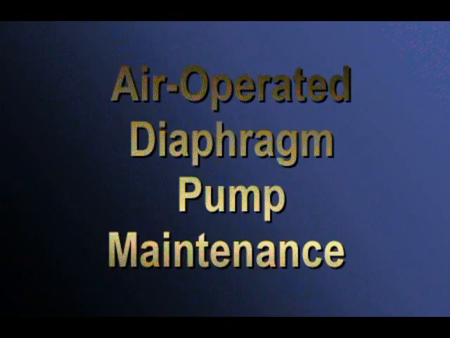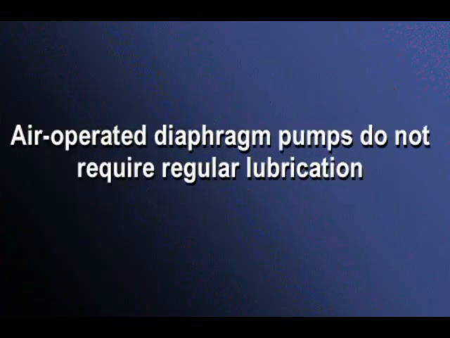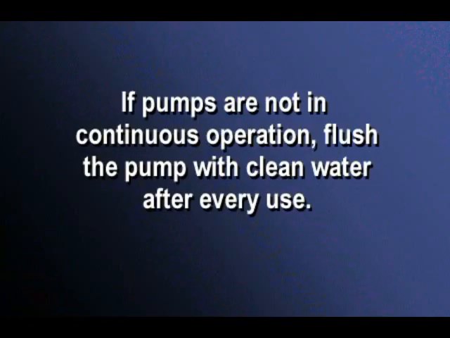Here are some points necessary to replace the diaphragm, check valve ball, or check valve seat. The frequency of this maintenance depends largely upon what types of materials are being pumped. Since the air-operated diaphragm pump has no seals or bearings, lubrication is typically not required. However, grease lubrication of the spring in the column tube on the spring-assisted model is usually recommended. Be sure to clean the pump every time it is used to pump material that should not harden inside the pump.